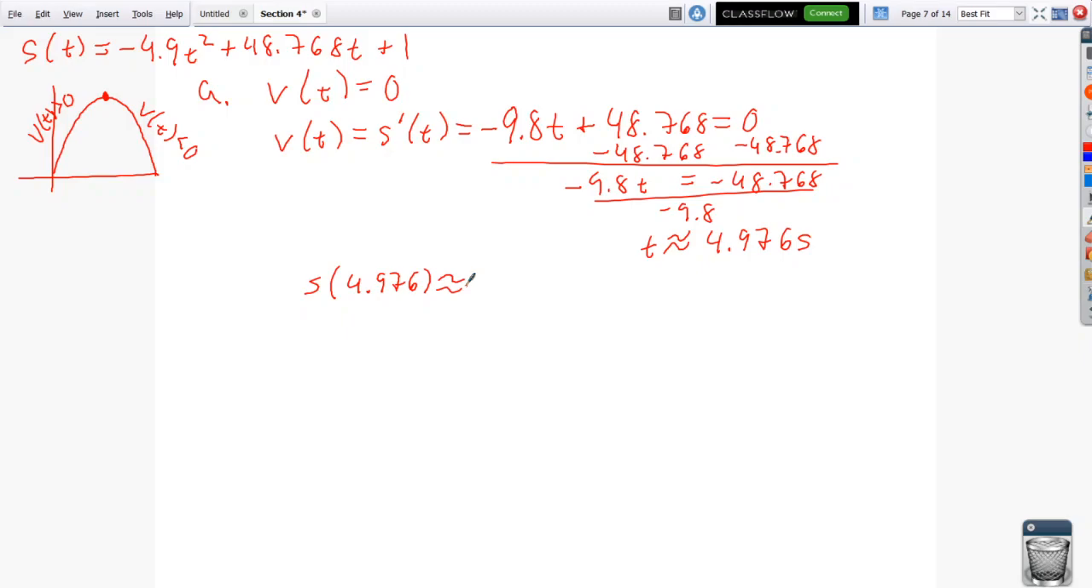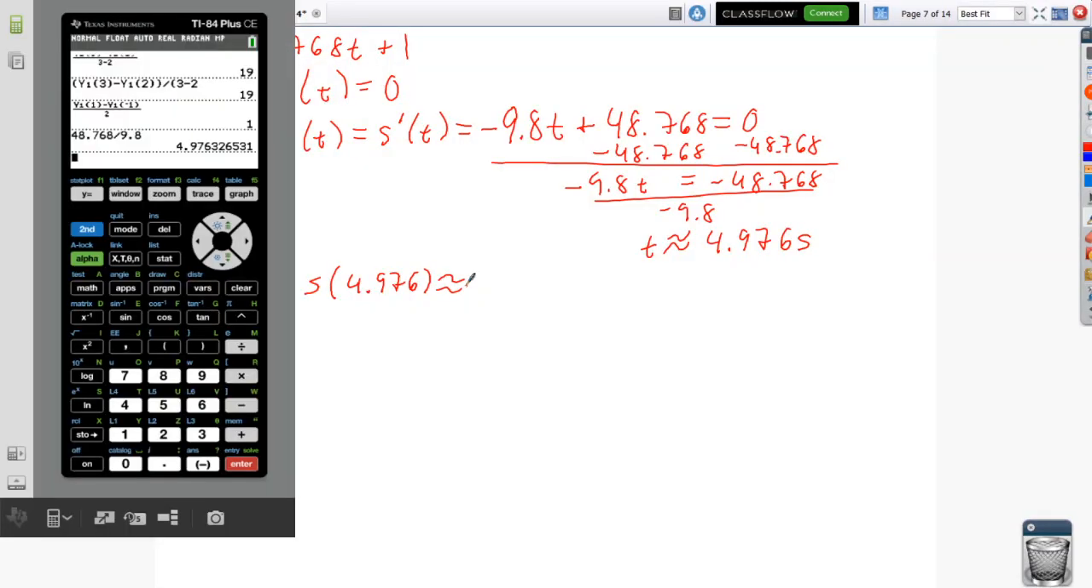Now, I'm going to cheat a little bit because I like using my technology. I'm going to use my calculator here. Since 4.976 is the last number pulled up, I'm going to use my store function and store that as A. You'll see in my y equals menu, I already have the position function in there: 4.9 x squared plus 4.768 x plus 1.